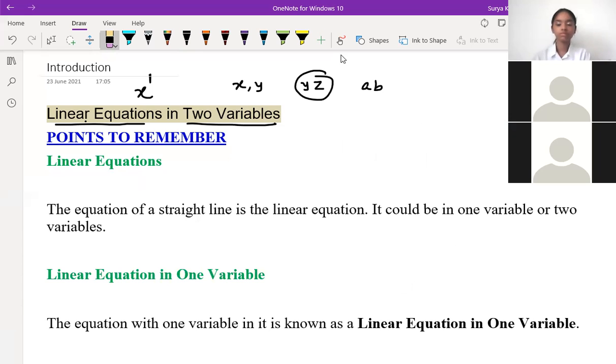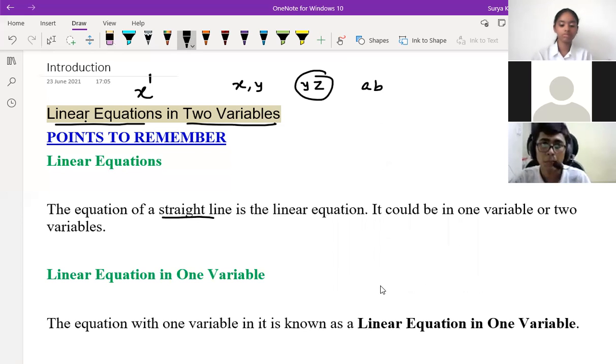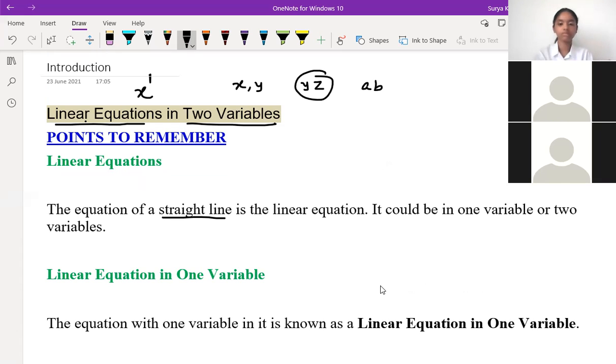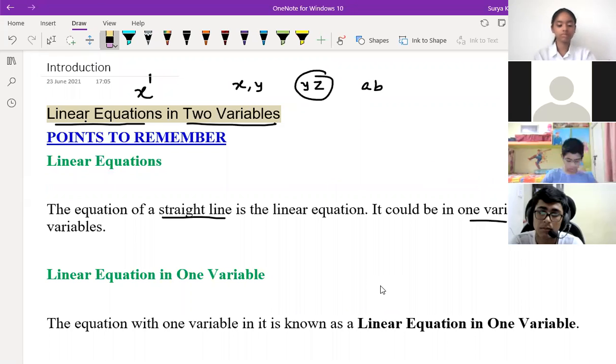Now, the equation of a straight line is a linear equation. Yeah, that's what Sriyanvi told. Equation of a straight line is nothing but a linear equation, and the maximum exponent of it is 1. It could be in one variable or two variables. One variable is also possible, like 2x is equal to 5, or two variables, like 2x plus y is equal to 9. So a linear equation may be in two variables and also in one variable, but in this chapter we are learning about two variables.